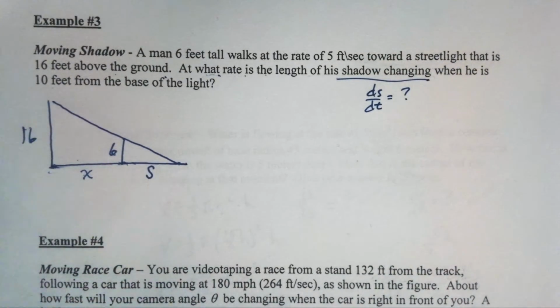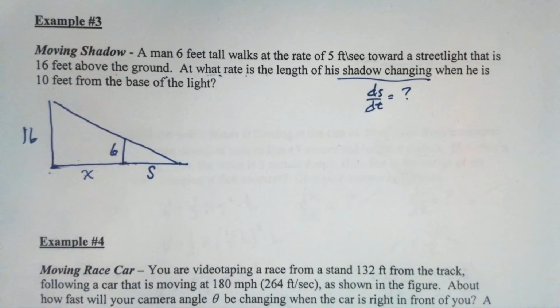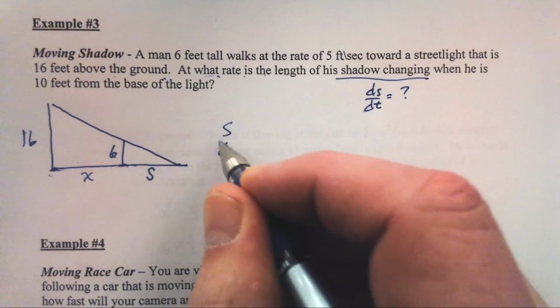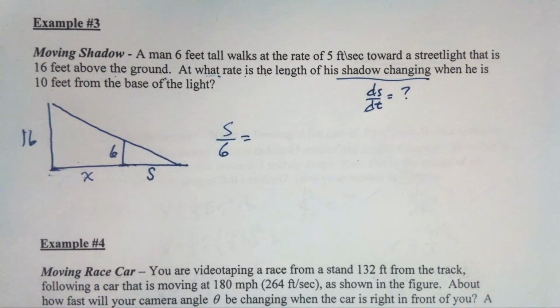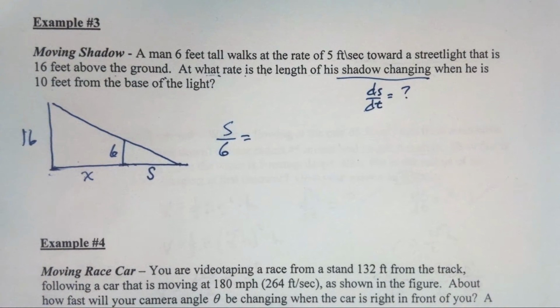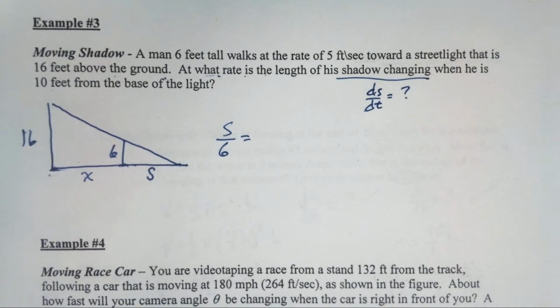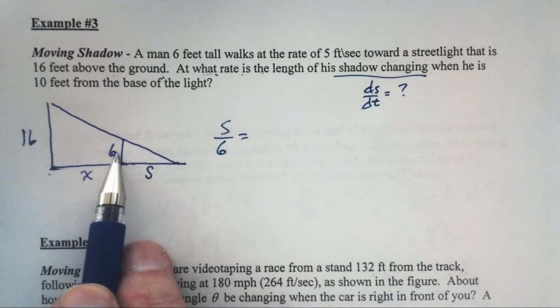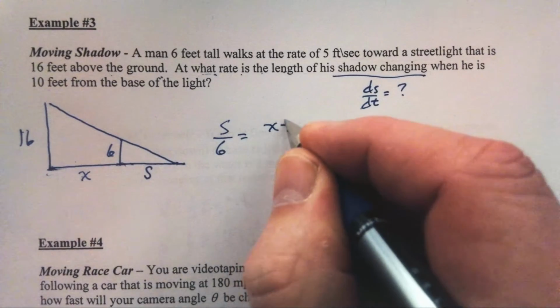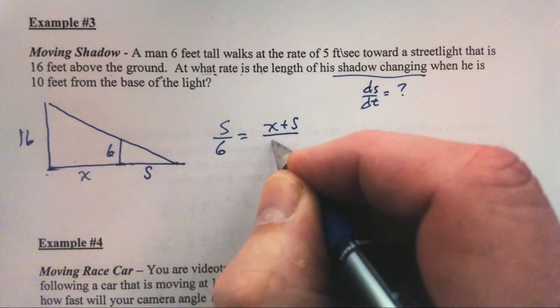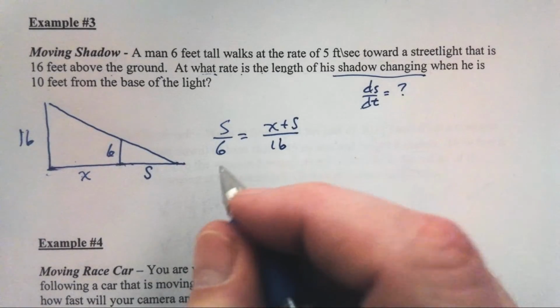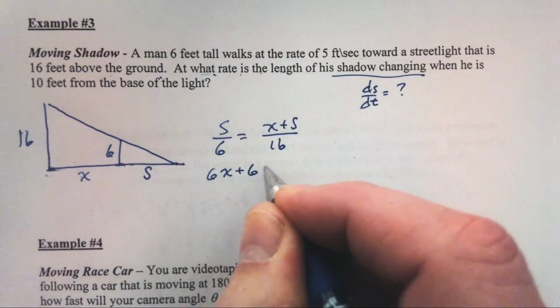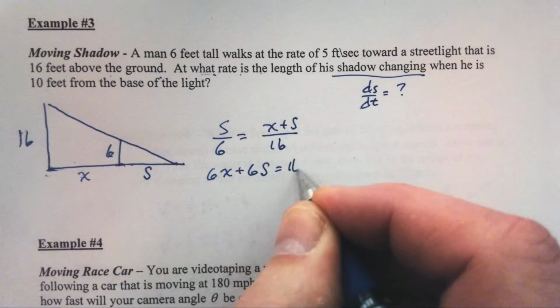Let's see. Well, what do I want if I'm looking for ds dt? I want an equation that says s equals. To get an equation that says s equals, I want an equation with s in it. Well, careful here. S is to 6 as the common mistake here. There's a common mistake. See if you can think of it. I'm going to give you 5, 4, 3, 2, 1. The common mistake is to put x's to 16. But this is small triangle to small triangle equals big triangle. X plus s is to big triangle 16. So I get 6x plus 6s equals 16s.